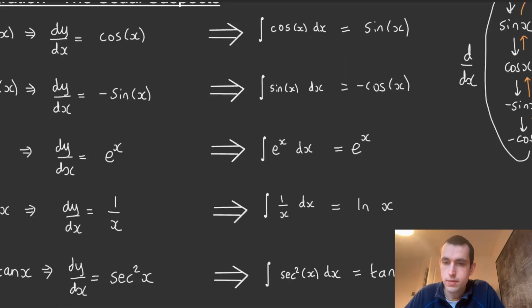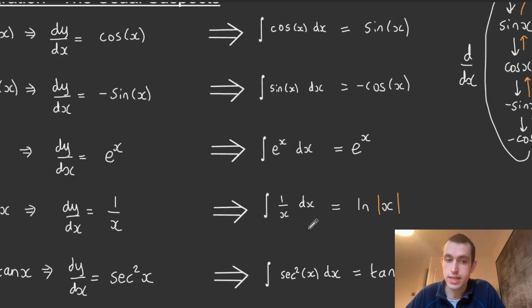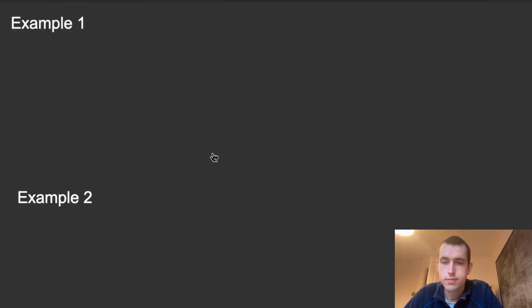Another thing to note is that we actually need a modulus sign around the x in the natural logarithm, because the natural logarithm cannot be negative, but 1 over x as a function is negative when x is negative. The final thing to note is that all of these integrals, of course, need a plus c. Let's look at two examples.